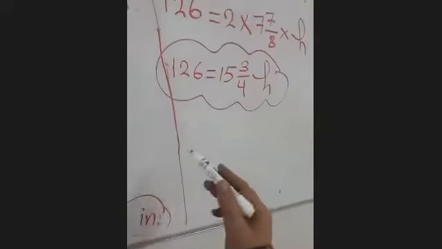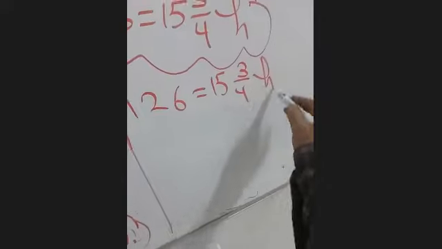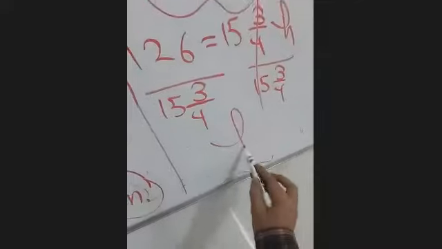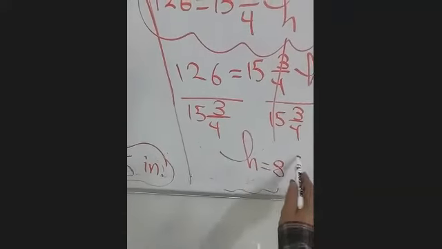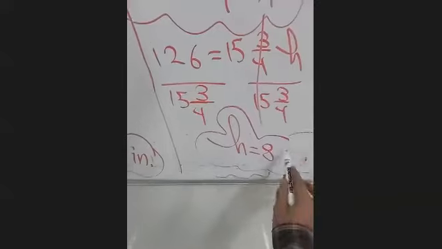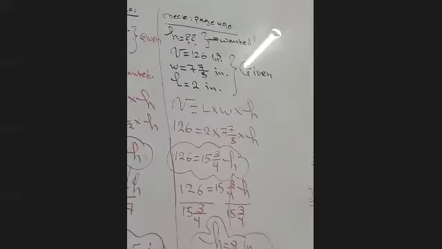Now 126 divided by 15 and 3 over 4 will be the answer. So we divide both sides by 15 and 3 over 4. The 15 and 3 over 4 go, and 126 divided, so the height will be 8. If you divide these numbers, it will be 8. So this is the check, guys.